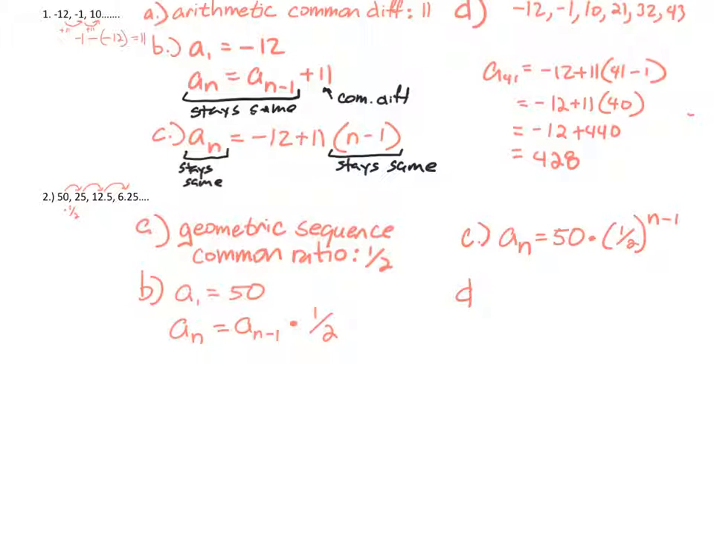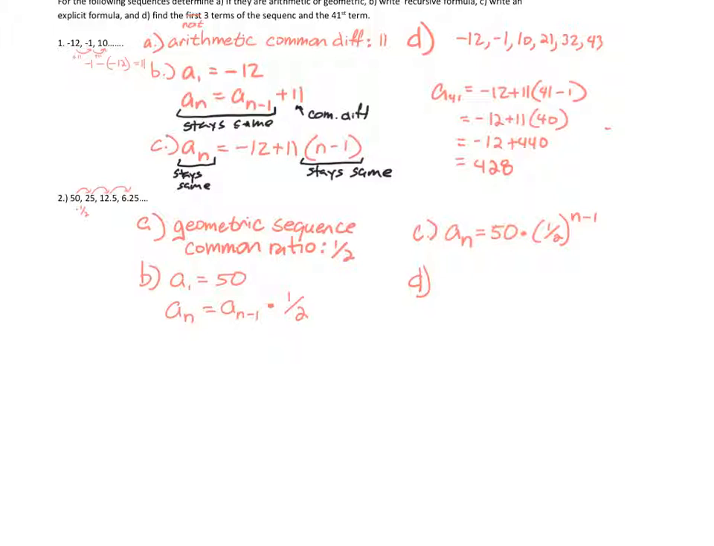Okay, so then lastly, let's come up with our terms. So the next three terms, 6.25, I take the previous term, I multiply by 1/2, and I'm getting 3.125, I multiply by 1/2, and I'm getting 1.5625, multiply by 1/2, and I'm getting 0.78125. And now for the 41st term, I'm going to use my explicit formula.